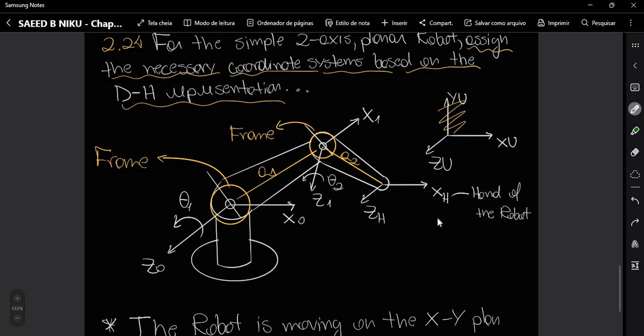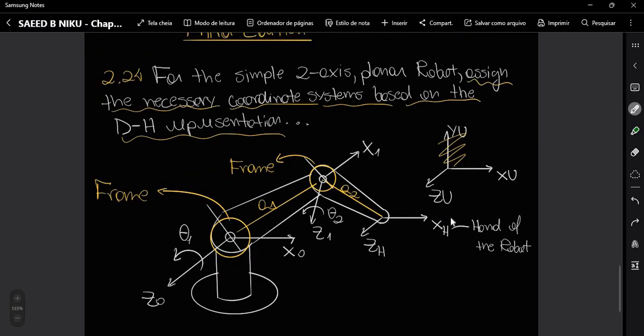Also, something important that we need to pay attention to: we do not assign these axes in any way. We need to follow a procedure which tells us the right way to assign these axes. And assigning these axes and turning the joints into reference frames is just the first step.